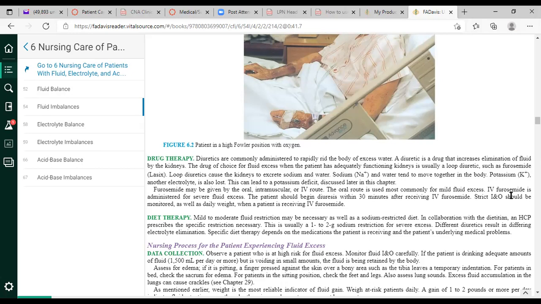With loop diuretics, if a patient is receiving any loop diuretic, what the nurse has to be mindful of is that this particular drug will cause the patient to lose potassium. So you need to monitor that patient's potassium levels, because potassium is critical to the body. If your potassium goes too high or too low, you are at risk for death. So patients who are on Lasix, we want to monitor their potassium levels.